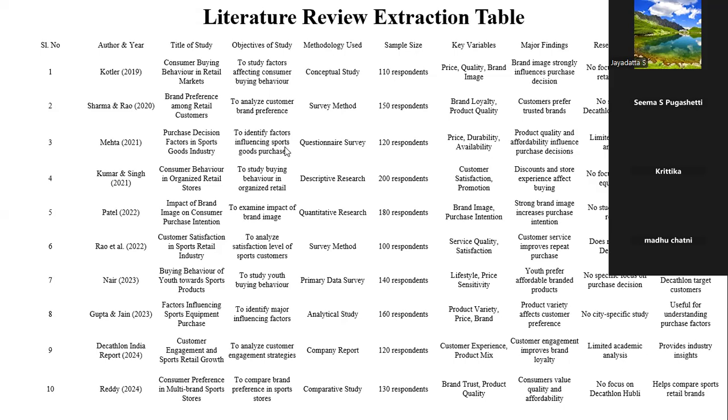Nair in 2023 has contributed. Gupta and Jain in 2023 have contributed. The Decathlon India report, as I told you. Directly from the report also you can get sound and profound data, which again talks about the review of literature and basic insights, customer engagement, sports retail growth. What is the customer engagement for sports retail growth, and what kind of engagement is actually seen? All these things can be worked out, and the Decathlon report is able to highlight them. Reddy in 2024 also contributes in his own way, talking about consumer preference in multi-brand sports. So this is all related to the literature review extraction table.